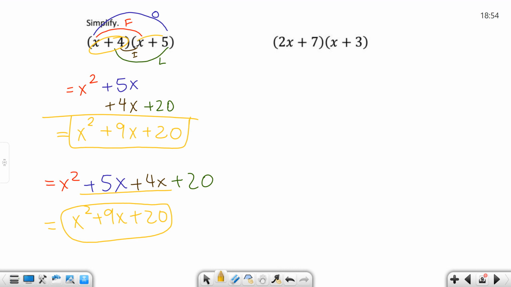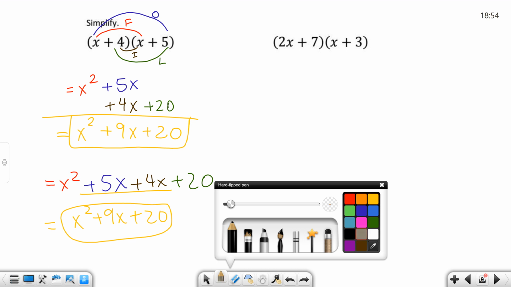If the two parentheses are built the same, X and a number, the middle terms are always going to combine. So if they're built the same, if you want to know what I mean, go back and watch my addition of polynomials video. I talk about being built the same there at greater length.